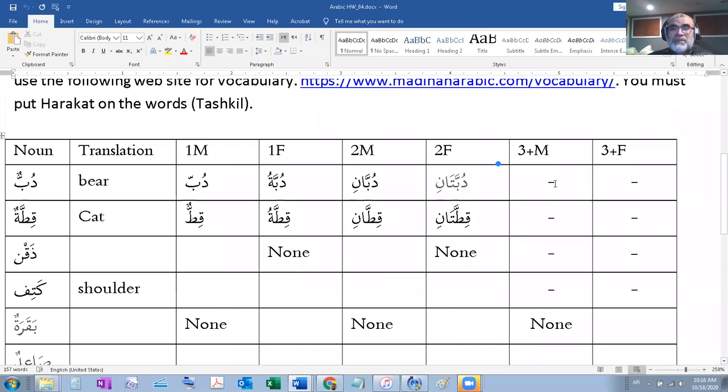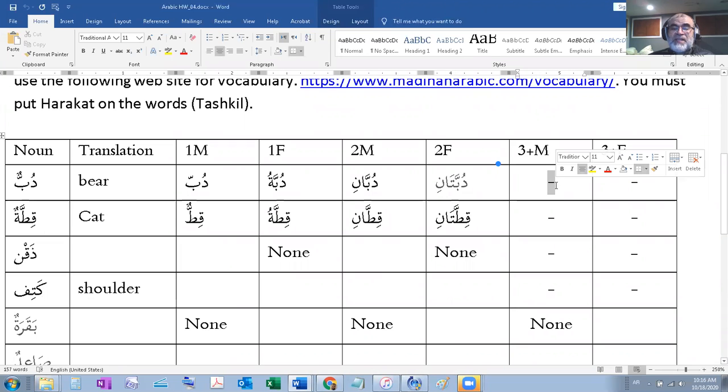Now, when I put a dash like this, it means that it does not have a regular male plural or regular female plural. Okay? So they don't have it, so I put a dash. There is a plural for the word dub, it's dubaba or dibaba, but it's irregular. So that's why I put a dash here.